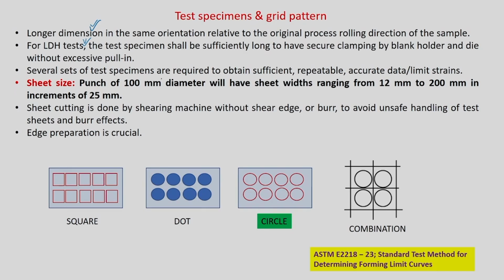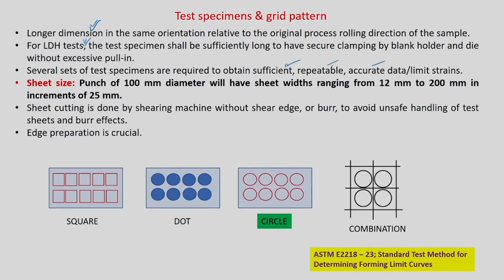Several sets of test specimens are required to obtain sufficient, repeatable, accurate limit strain data. One set of 7 sheets may not be sufficient. You may have to use a second or third set, and then you get 70 into 3, almost 210 data points. Out of that, half would be safe and half would be localized neck strains. If you get this much data, you will get a nice, continuous, accurate, repeatable forming limit curve.